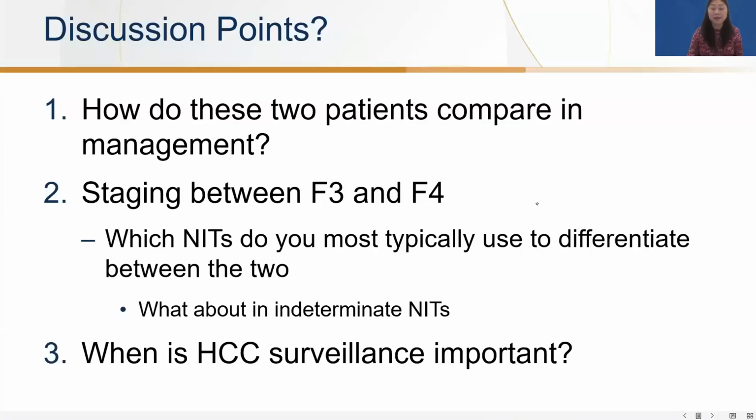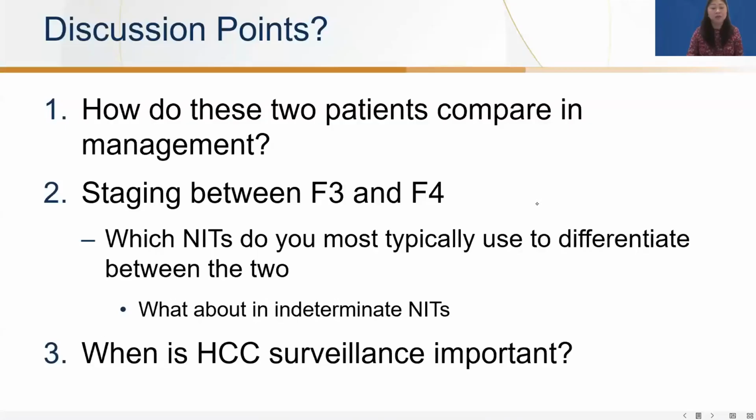Now, what about indeterminate NITs? So for those patients with inconclusive NITs, you still have liver biopsy available to you to differentiate which stage they have. And liver biopsy is also an option, especially when treatment decision depends on precise staging, like we discussed earlier. If the patient's NITs are showing cirrhosis, but the patient doesn't really have cirrhosis, and your liver biopsy shows F3, now you can potentially treat the patient with liver-directed therapy like resmetirom.